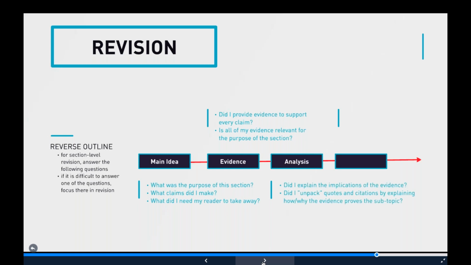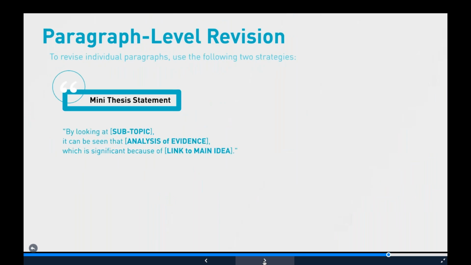Then make sure you check for analysis. Did you explain how the evidence proves that claim that you intended to make? And finally, did you explain how that topic relates to the overall argument or the following paragraph? If you answer these questions as you read your own paper, you can find any possible errors before you submit. You can also do this at the paragraph level. Look at each paragraph and make a mini thesis statement for the paragraph using the information that you wrote.